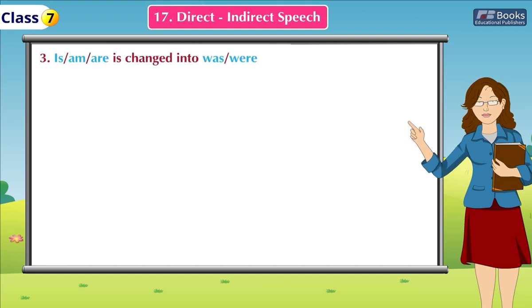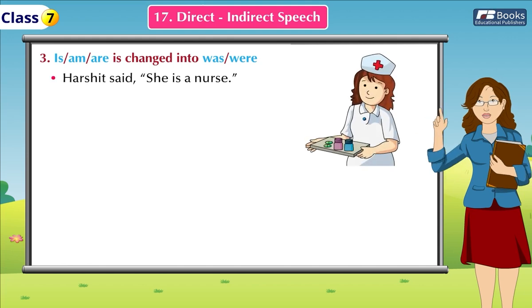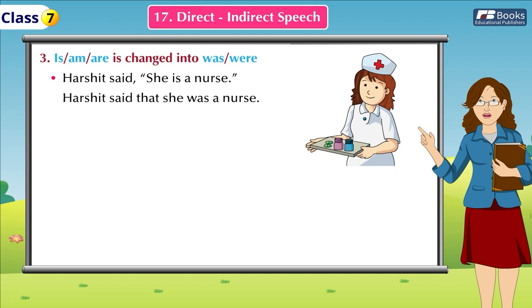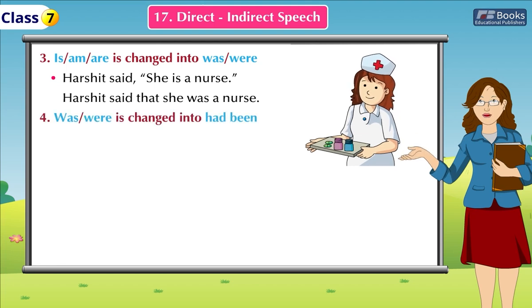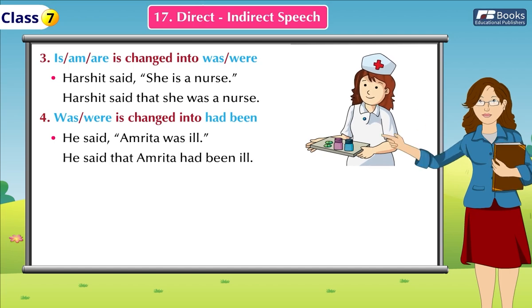Third, is, am or are is changed into was or were. Harshit said, "She is a nurse." Harshit said that she was a nurse. Was or were is changed into had been. He said, "Amrita was ill." He said that Amrita had been ill.